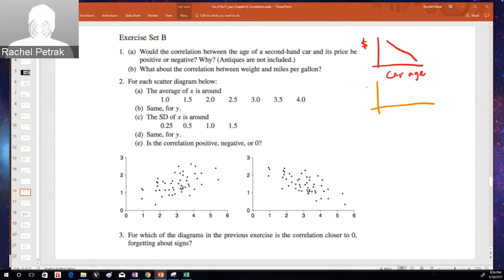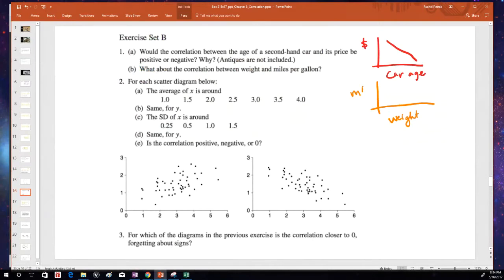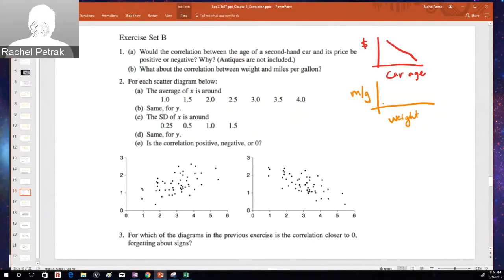And how do I know which variable to put on which axis? Well, convention would say weight would predict miles per gallon. And generally, as weight goes up, miles per gallon goes up too. Exactly.